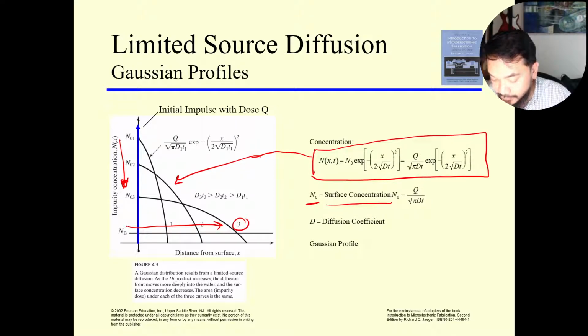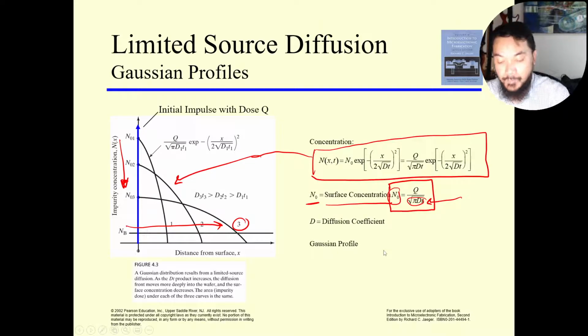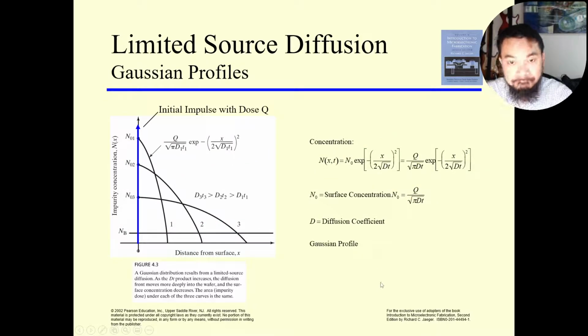Since it is a limited source diffusion, n naught equals Q over root of pi Dt. As you can see here, as you increase the time t, the Dt product will be bigger. As the denominator is bigger, the division here is smaller. So n naught will become smaller and smaller as you carry out the diffusion for a longer time. Okay, so I hope that is clear.